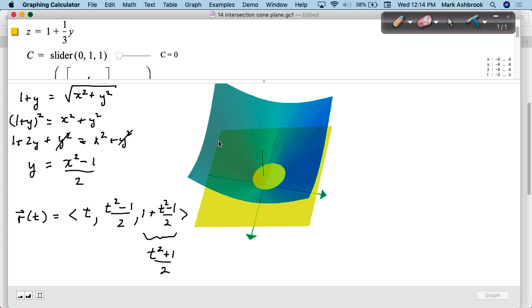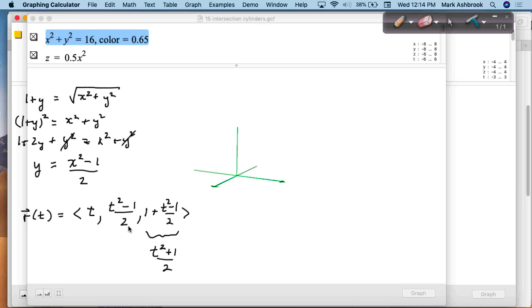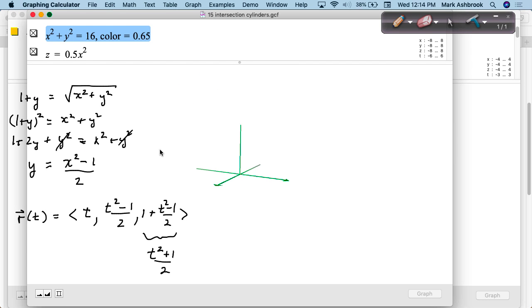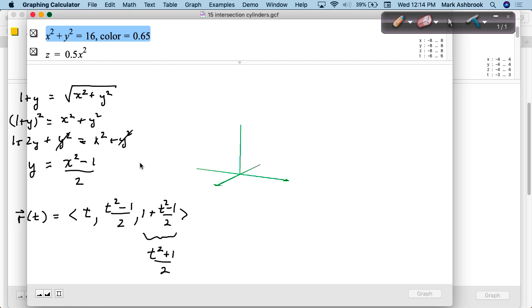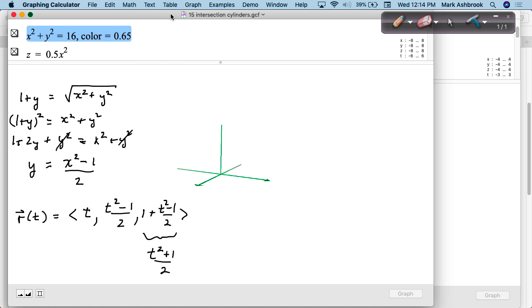So let's see a different example of that. Here are two cylinders. Try sketching these and see if you can conceive what the intersection is. Do your best to draw it. It's a little trickier, but imagine it and do your best at a drawing of what the intersection of these two cylinders would be. x squared plus y squared equals 16, z equals 0.5 x squared.